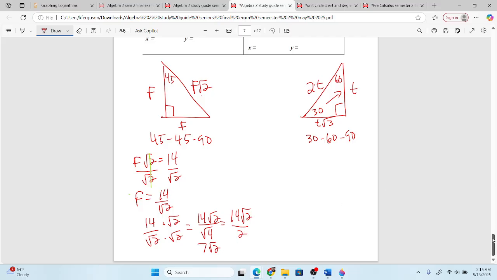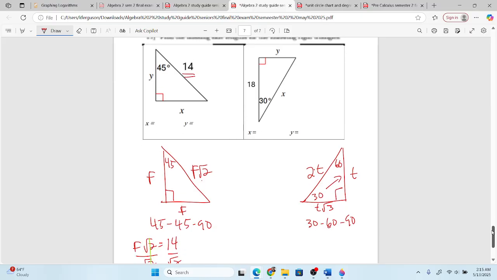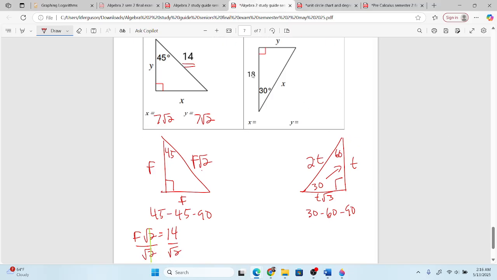So now I know that my F is 7 square root of 2. And what do I know? Both of those are equal. So that's 7 square root of 2. So now I'm going to do the same thing over here. So this right there is the side opposite 60. So the side opposite 60 is T times the square root of 3.